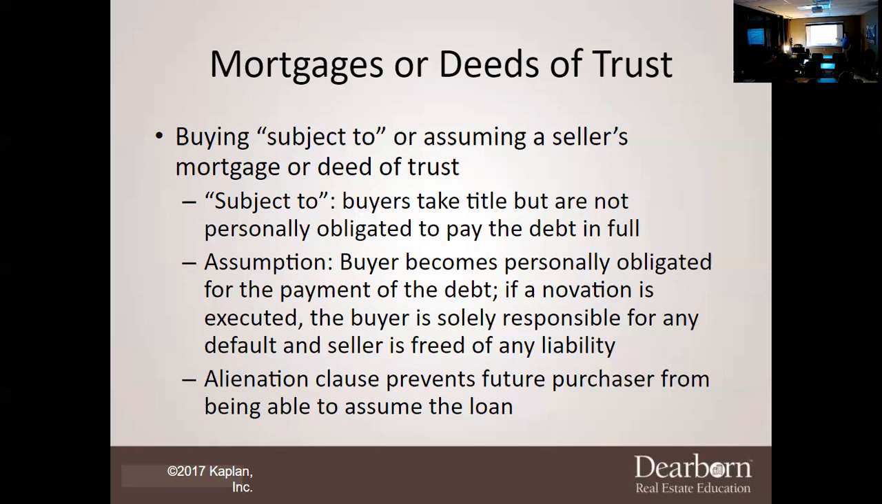If a novation is executed, here's key, read that last sentence there, Mr. Eugene, out loud. The buyer is solely responsible for any default and seller is free of any liability. There you go. So in this situation, if it's not a subject to, but a full assumption, I am released of my liability, and the new buyer now is 100% personally obligated to pay the debt. Okay, so very key, but there has to be a novation.